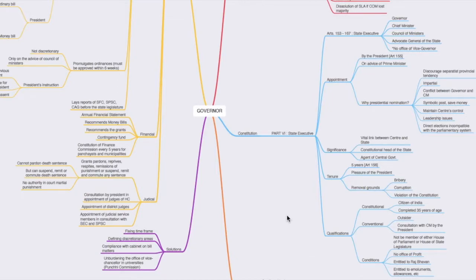So today we are going to discuss the governor, because it has been in the news. We know that there was a conflict between the governor and the state government in the state of Kerala. So before we come to the current affairs, let's first see some static portion. We will start with the constitution.